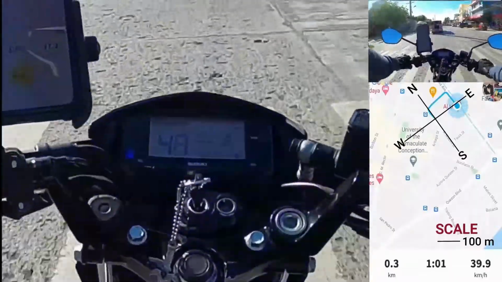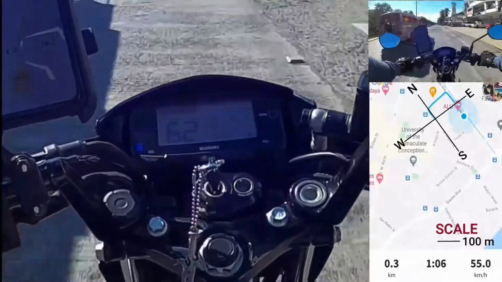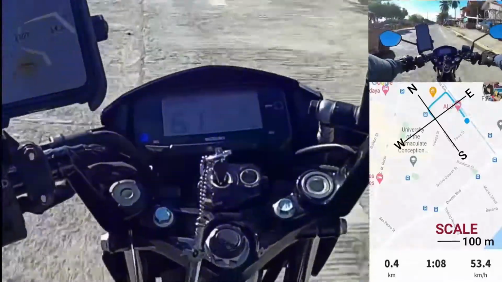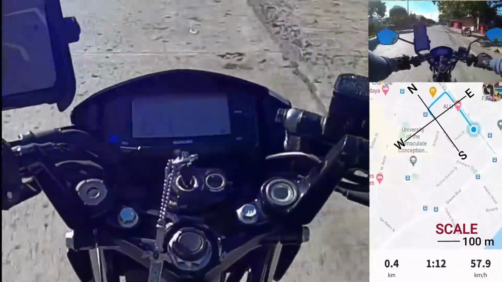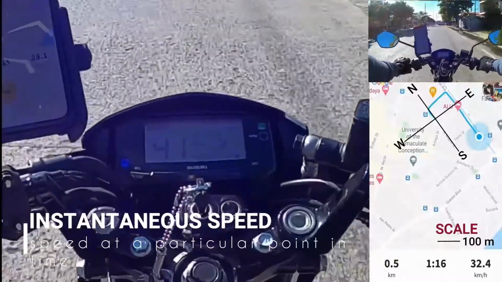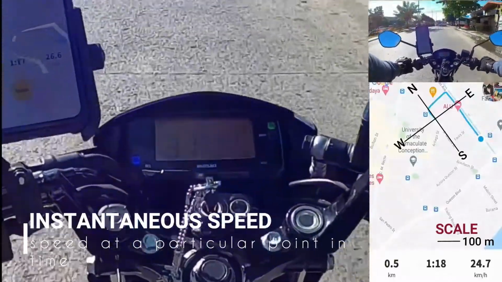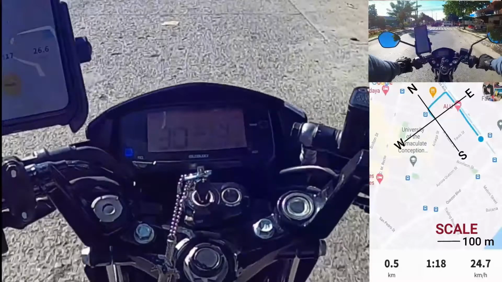This is a speedometer which measures the speed of my motorcycle, of course, including me. The reading of this speedometer gives us the instantaneous speed or the speed at a particular instant, at a particular point in time. This time, my instantaneous speed is 30 kilometers per hour. Convert that into the standard unit, and that is 8.3 meters per second.